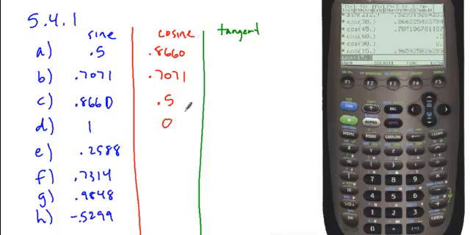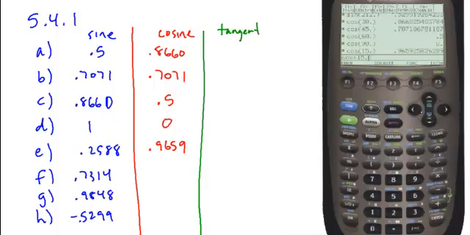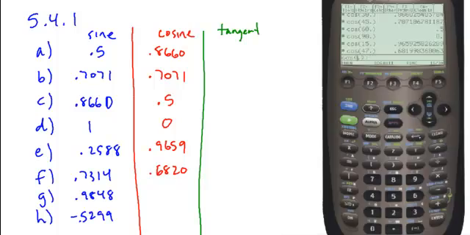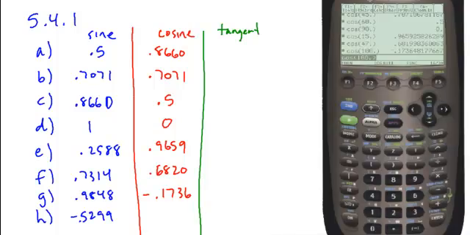15 degrees, 0.9659. 47 degrees, 0.6820. 100 degrees, negative 0.71736. And 212 degrees, negative 0.8480.